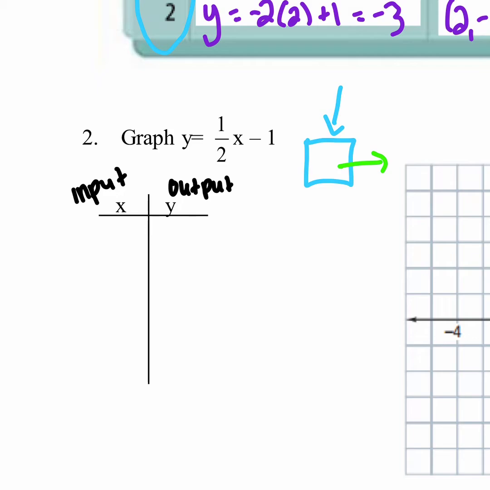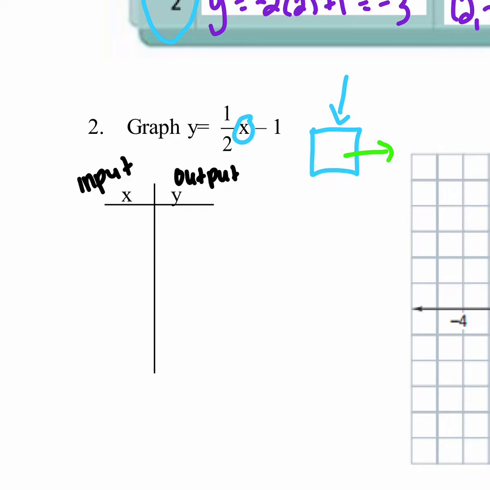So looking at our equation, y equals 1/2 x minus 1. I would be a little bit strategic here with the values that you pick for x. Because we're working with a fraction, it will make your life a lot easier if you pick values that are divisible by 2. Okay, you don't have to. It's not wrong if you don't. However, good rule of thumb for this is to pick values that are divisible by 2.